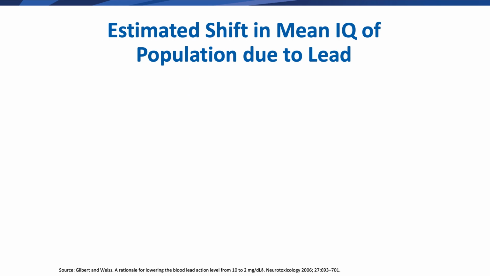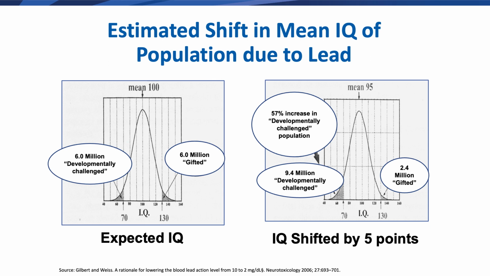Population intelligence can also be impacted through lead exposure. The chart on the left shows a hypothetical example of a large population with a mean IQ of 100. The two tails of the curve represent those with high IQs, greater than 130, and those with lower IQ, less than 70. In this example, about 6 million people would have IQs above 130 and an equivalent number with IQs below 70.